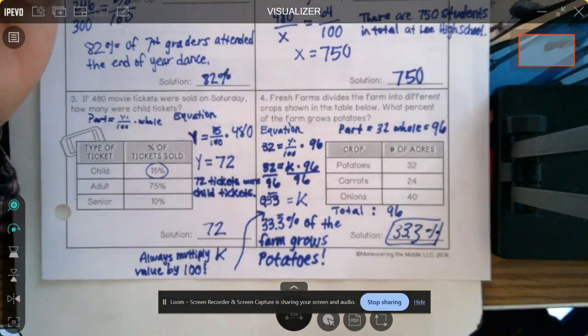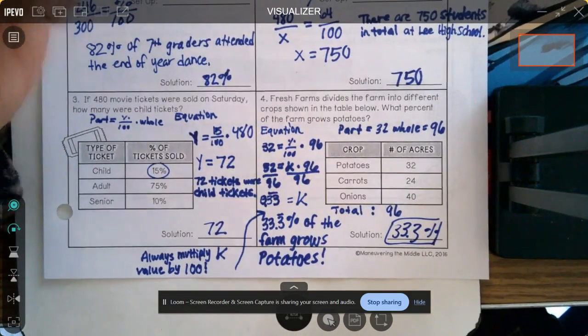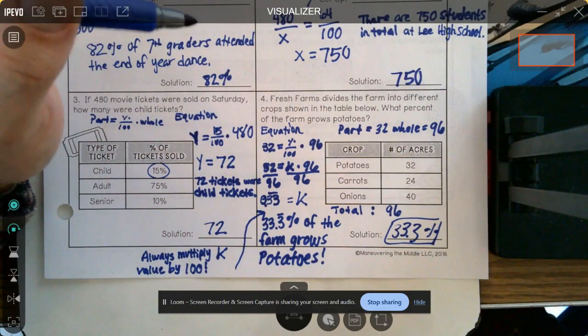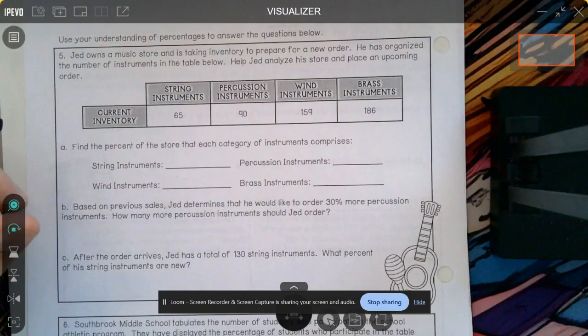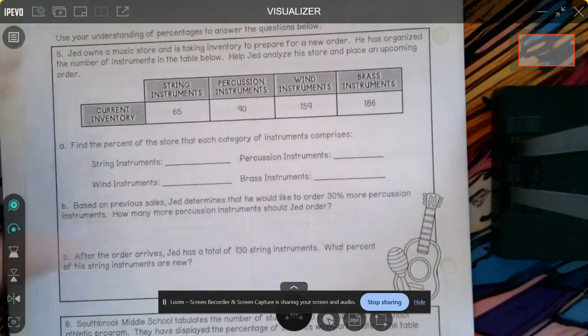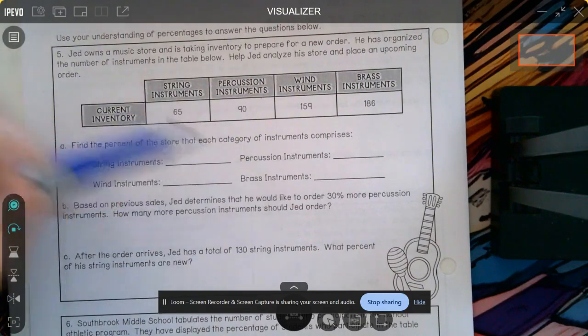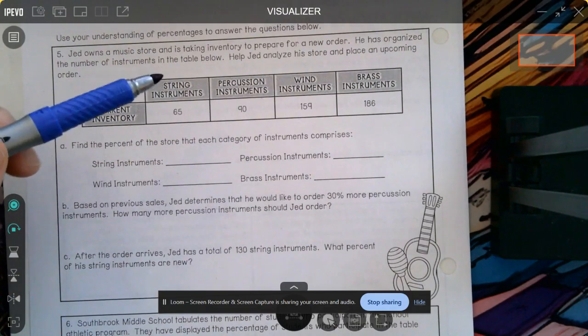There you go. If you're confused on number 4, come up here and talk to me. Please make sure you're comfortable with using an equation before you move on to the back side of the notes. Looking at the back side, number 5, I need you to pause the video and read the boxes and read the question.